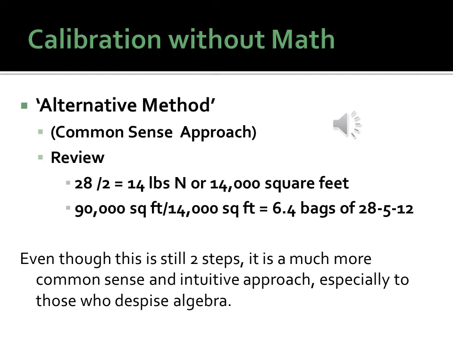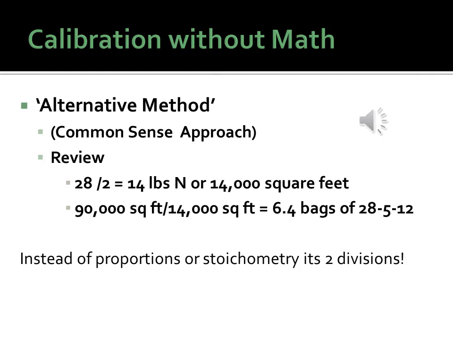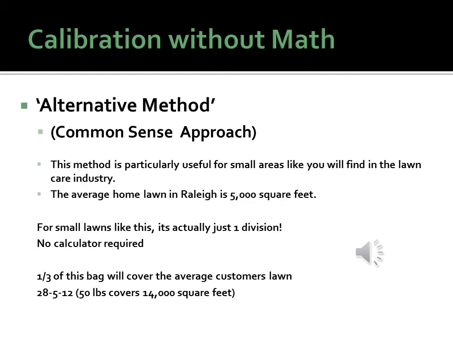So what is it? Area times what? Times what? All right. And instead of proportions or stoichiometry, or however you say that long word, it's only 2 divisions. All right, the alternative method.